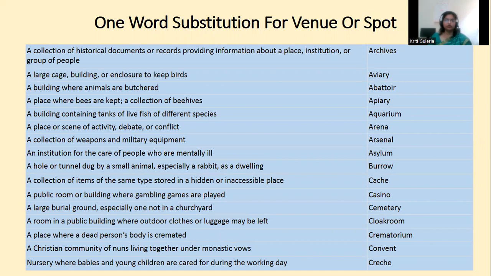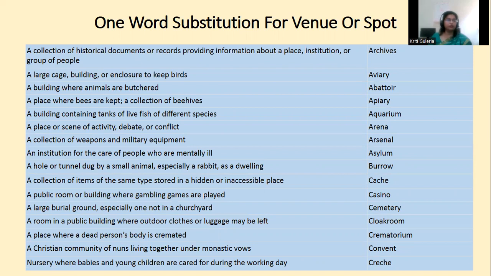Next category is venue or spot. A collection of historical documents or records providing information about a place, institution, or group of people. This entire phrase can be summarized through one word: archive. Next, a large cage, building, or enclosure to keep birds is aviary. So aviary is for birds.